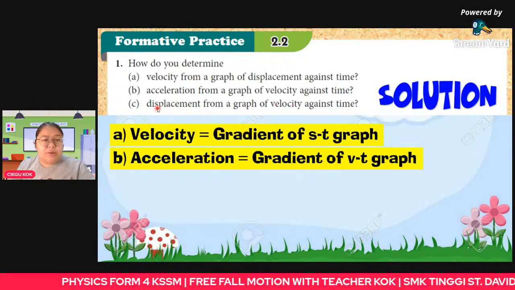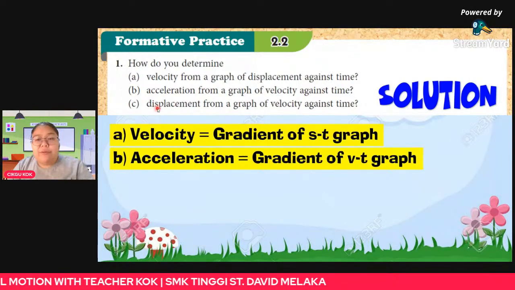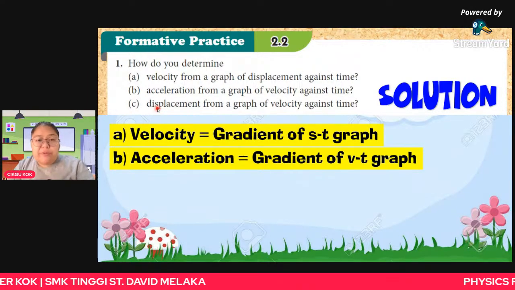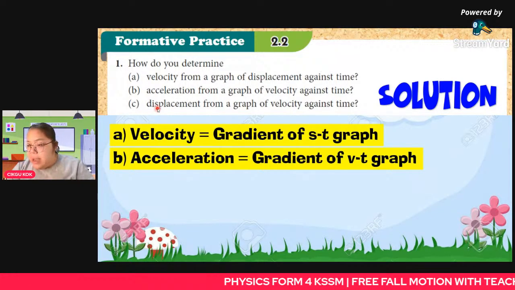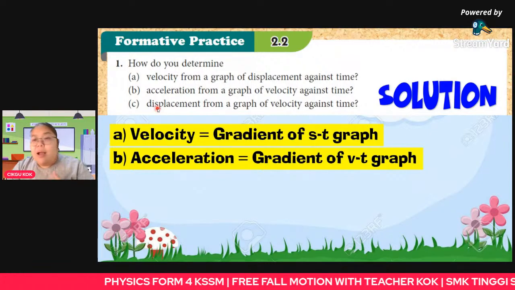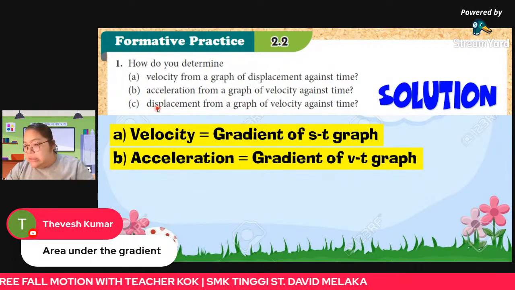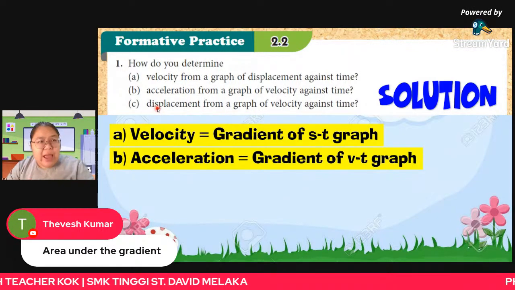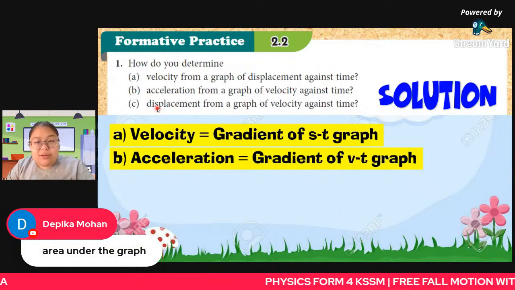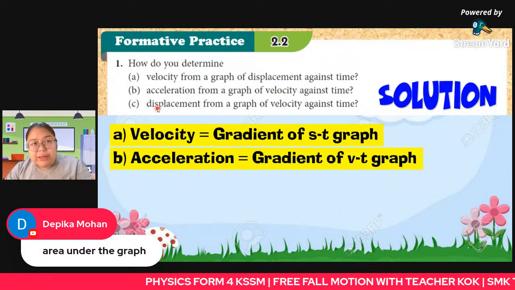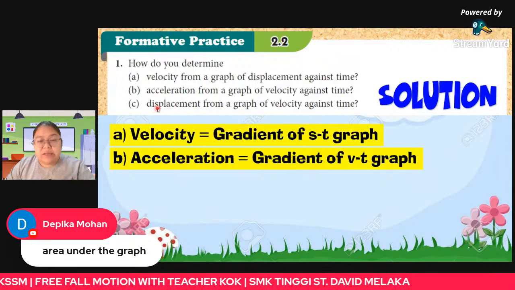The last one, they're asking about displacement from the VT graph. I want to find the displacement, but from the VT graph. This one is no more gradient. Anybody can answer me about this one? Yes, so fast, Divesh. Area under the graph. Yeah, not gradient, it's the area under the graph. That means you draw the line, and the area below that line we call the area under the graph.